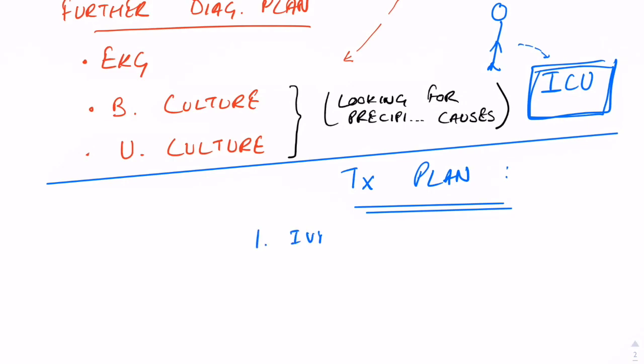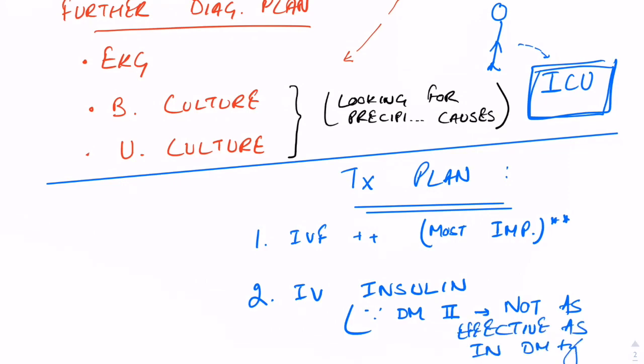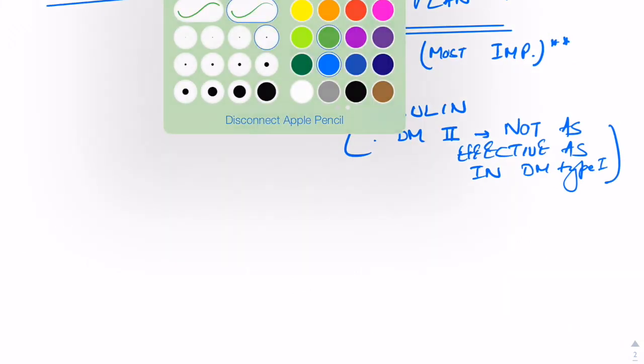Okay, so coming on to the treatment plan. This patient needs a lot of fluids, IVF. This is probably the most important part of his acute treatment plan. Insulin does help in this condition, but not so much as it would help someone with type 1 diabetes mellitus, because this patient already has insulin resistance. Of course, you should give insulin to these patients as well.